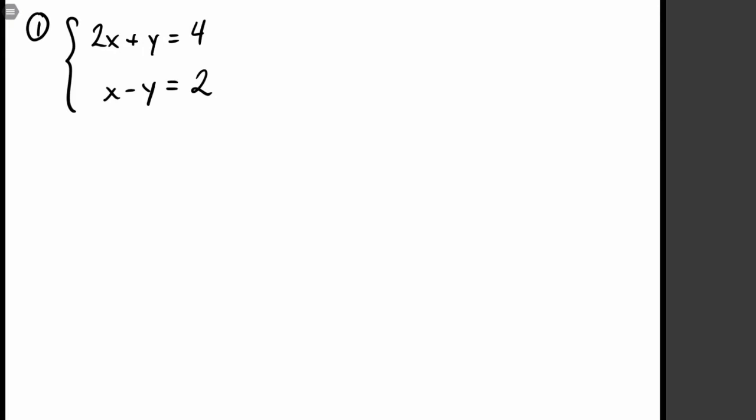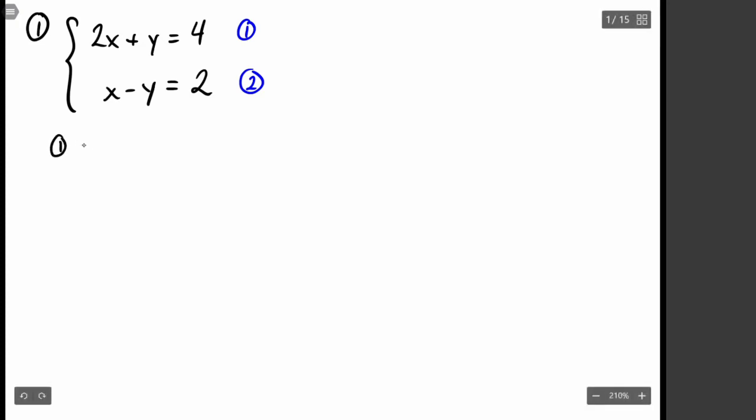Let's begin with this problem right here. We want to solve this system of equations. So, how can we go about this? Well, what I'm going to do is label these equations 1 and 2. And here's how we're going to solve this. We can just add these two together.